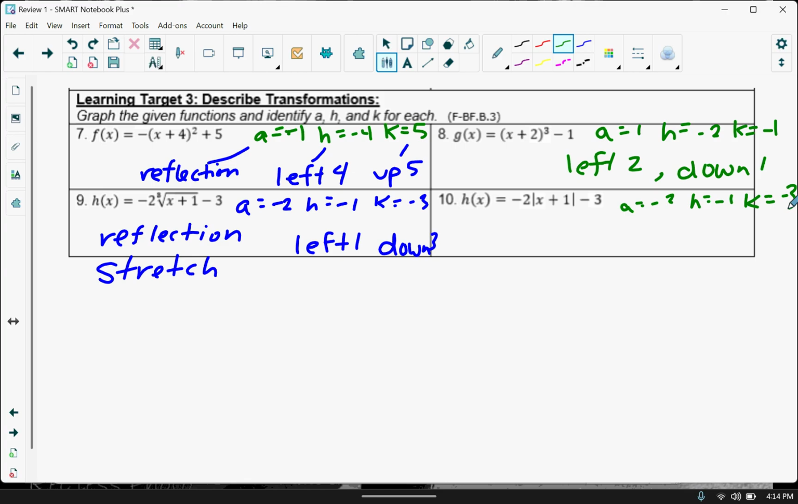So again, negative is a reflection, and then 2 is a stretch. H of -1 means that we're going to move left 1, and then k of -3 means we're going to move down 3.